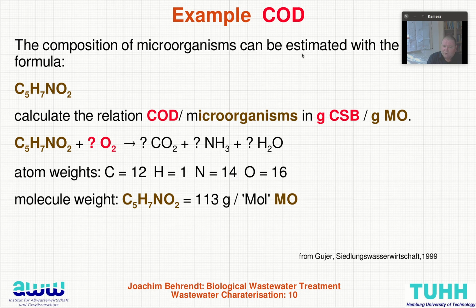Finally, these microorganisms themselves also consist more or less of a singular formula. We will see this in the next unit. More or less C5H7NO2, and then we can also calculate the COD of 1 gram of microorganism. Finally, we are doing this in this way. There's the question: how much oxygen represents 1 mole of nitrogen? This is a good exercise to do.